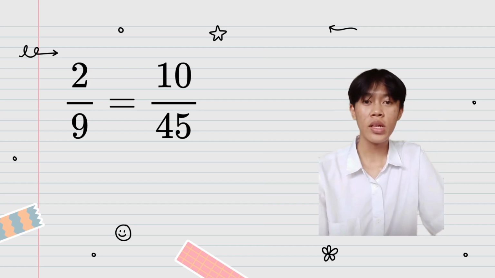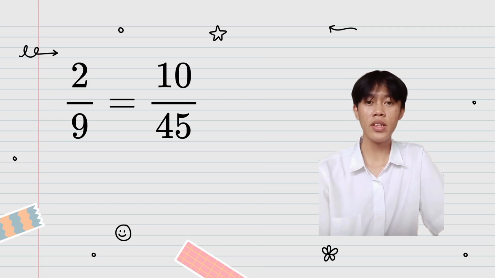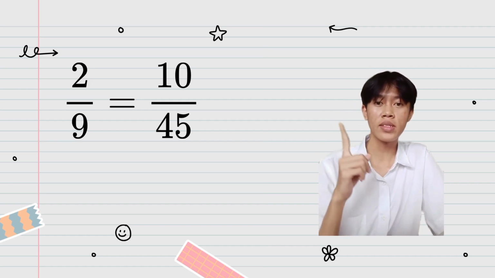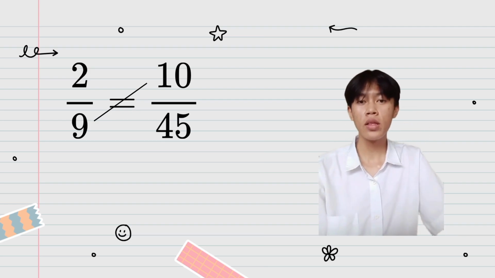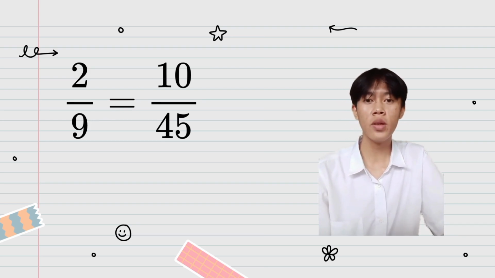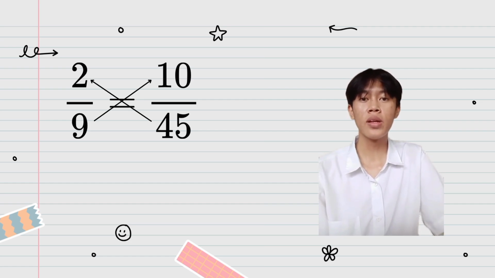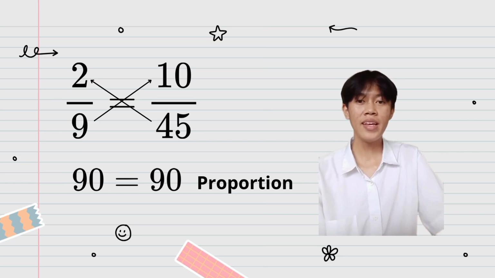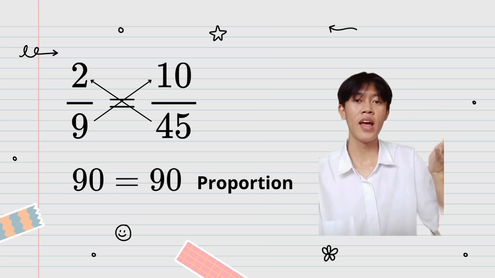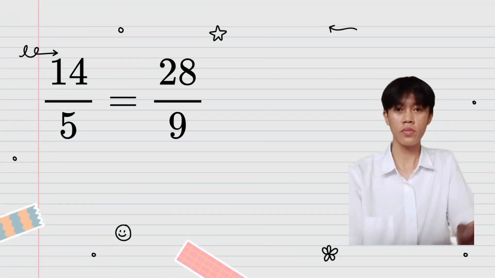We can check to see if we have a proportion here by just cross multiplying, right? Take the denominator of one multiplied by the numerator of the other, so 9 times 10 is 90, and then the denominator of this one, 45, times the numerator of this one, 2, is also 90. So the cross products are equal. So we can say yes, this is a proportion. These two are equal.